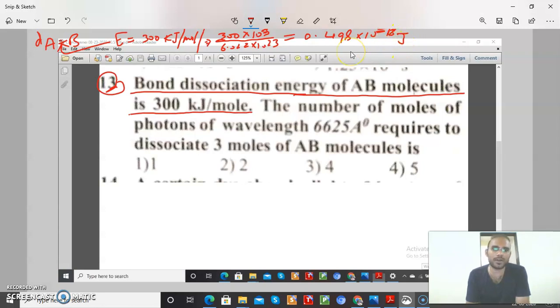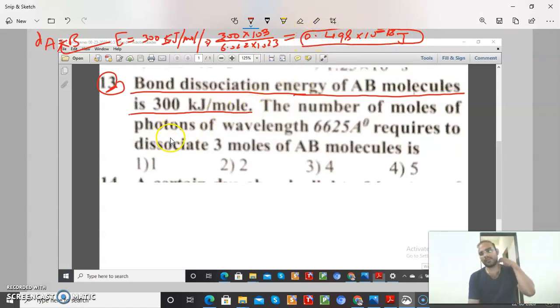How joule? Firstly see what is there in this problem. It is given in kilojoule per mole, so we need to convert into joule. Kilo means 10 power 3, and mole means divided by Avogadro number. So we got this many joule, the energy.